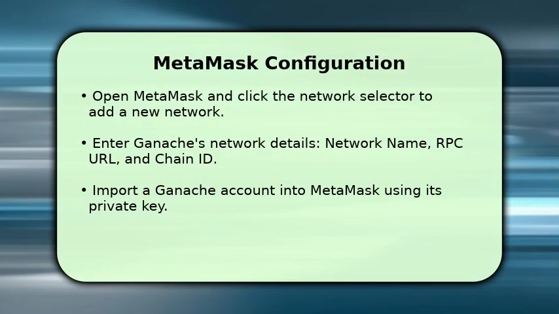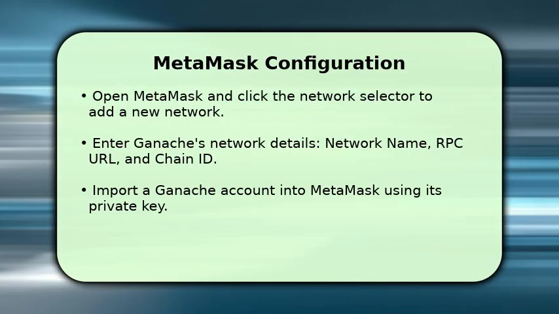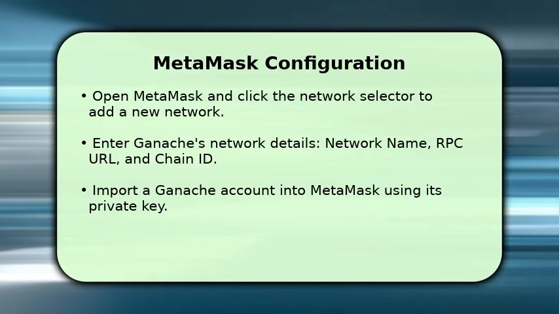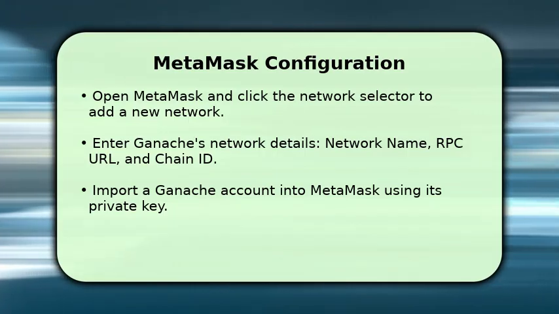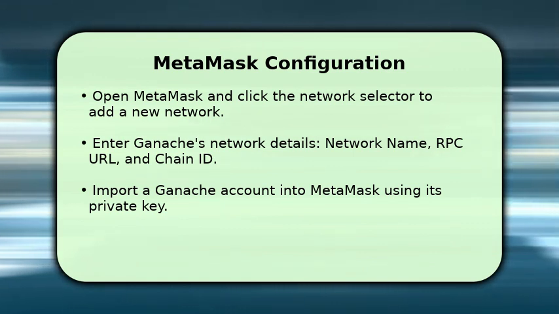Now open your MetaMask wallet. Click on the network drop-down at the top and select Add Network, then add a network manually. Here, input a network name like GANACHE Local, the RPC URL you noted from GANACHE, and the chain ID, which is commonly 1337 or 5777. For the currency symbol, you can use ETH. After saving, click on your account icon, select Import Account, and paste one of the private keys from GANACHE to add a pre-funded test account.